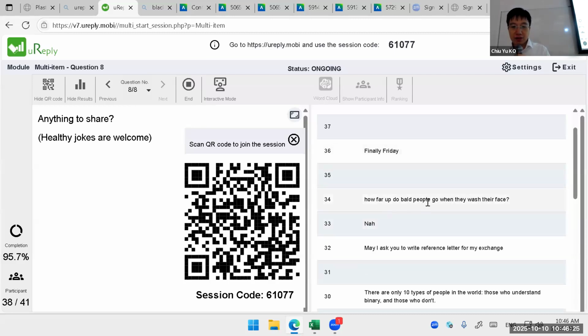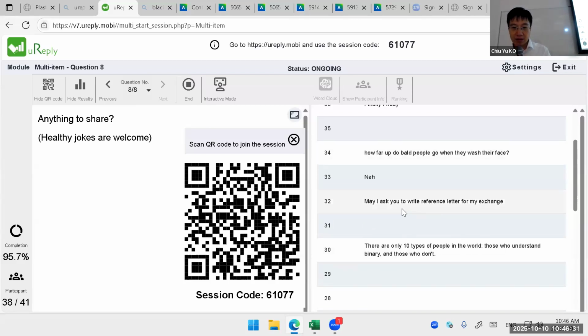How far do poor people go when they wash their face? I don't know. I don't know.